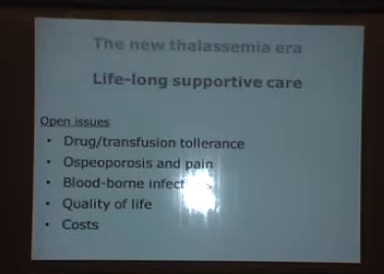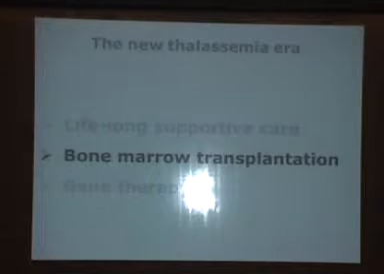we don't have a good answer yet for chronic marrow hyperfunction, osteoporosis, and pain, which can affect quality of life in all the thalassemias. Bloodborne infection potentially is a problem, even hepatitis C, and quality of life, even though it has much improved, and costs. You know that supportive care now for thalassemics, especially with the long life expectancy, is potentially extremely expensive.